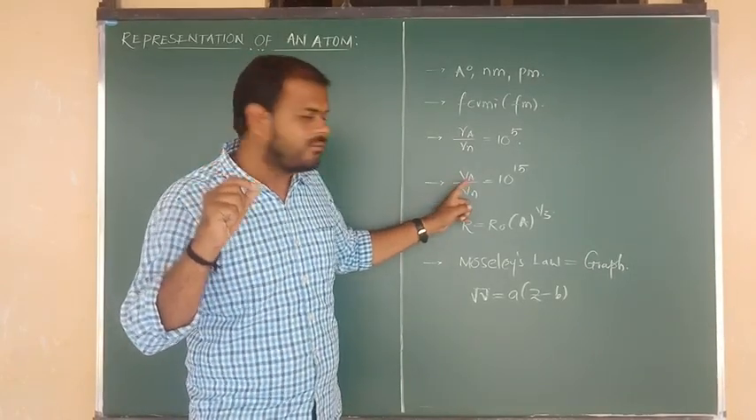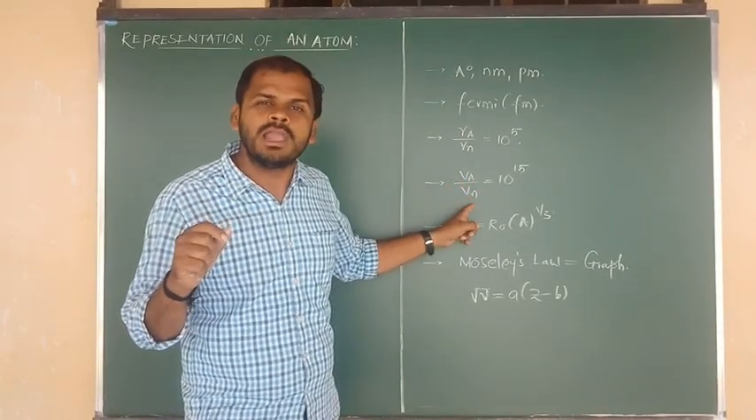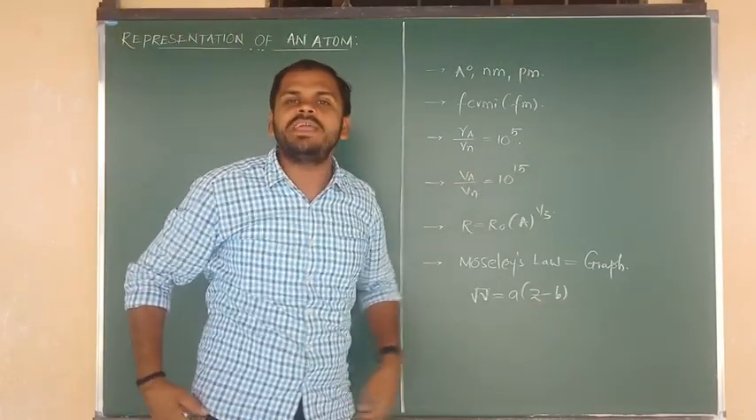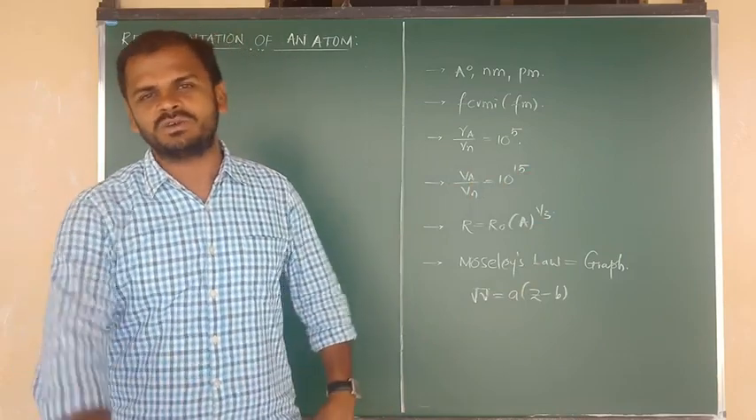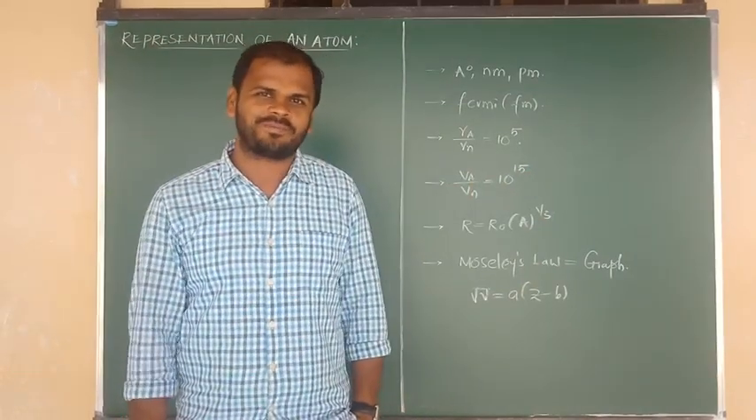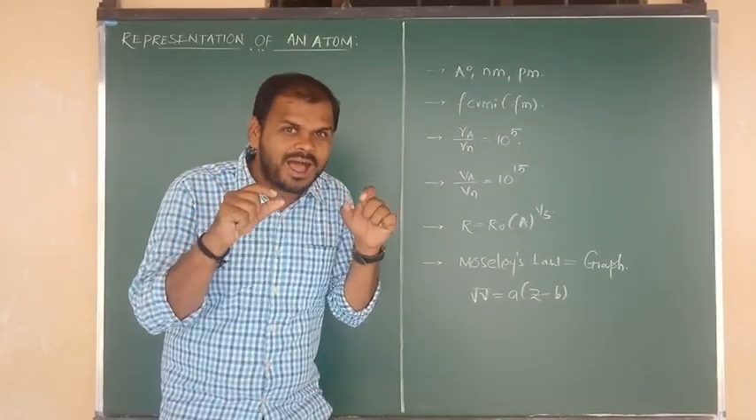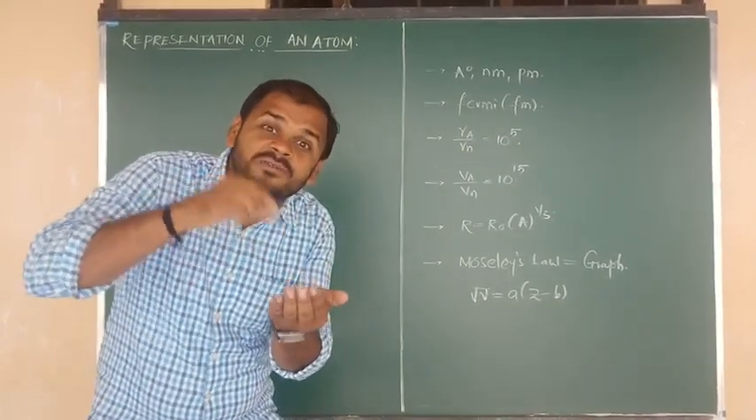Next thing, I also did another calculation. The volume of the atom divided by the volume of the nucleus. So the volume of the atom is how many times more? 10 to the power of 15 times more. That calculation also we did in the last video. Okay, beta.